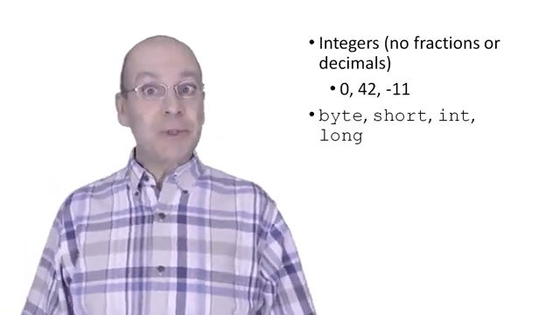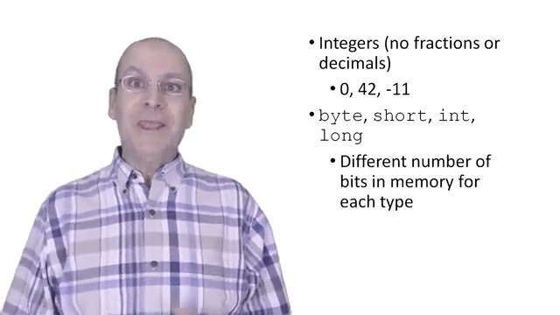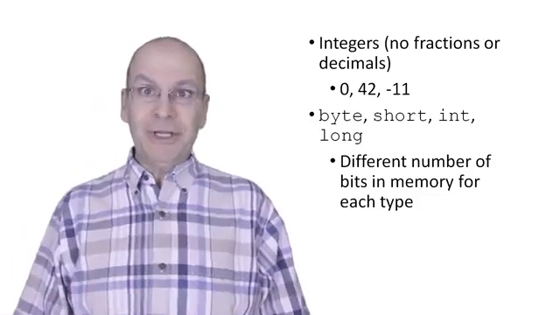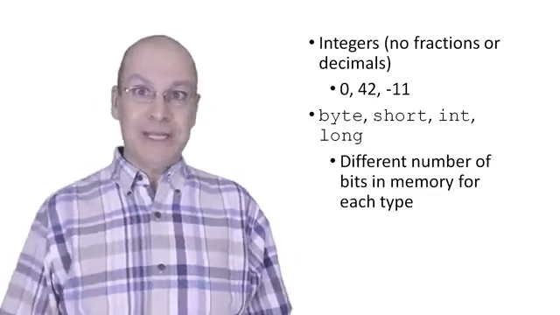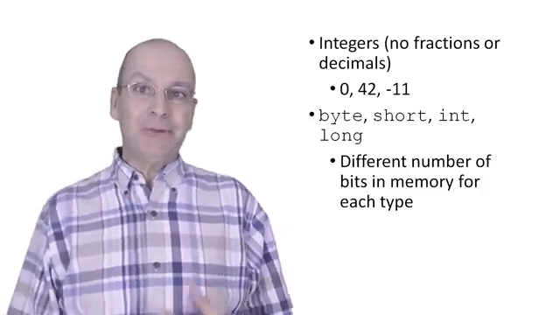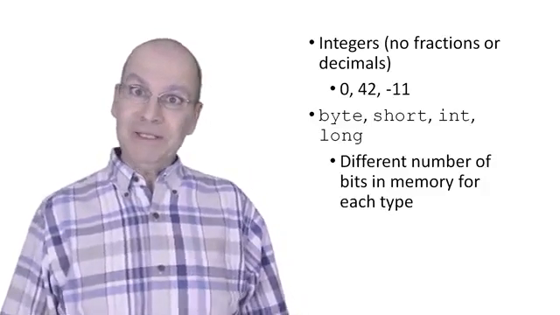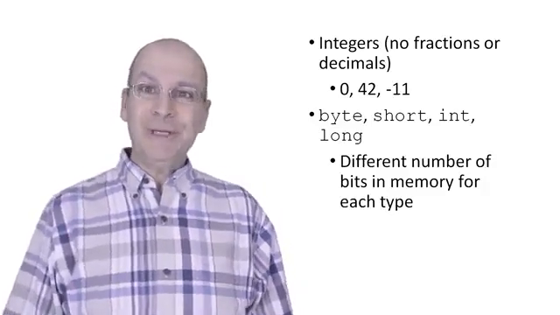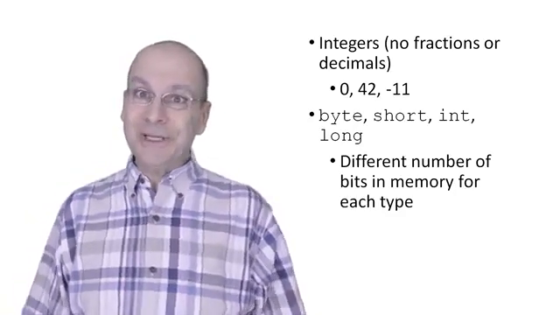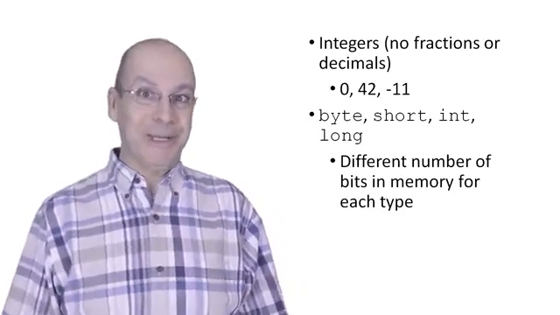So what's the difference between them? The difference is the number of bits that we use to represent each of those data types. So a byte is represented in memory with 8 bits, and a short uses 16 bits, and an int uses 32 bits, and a long uses 64 bits.